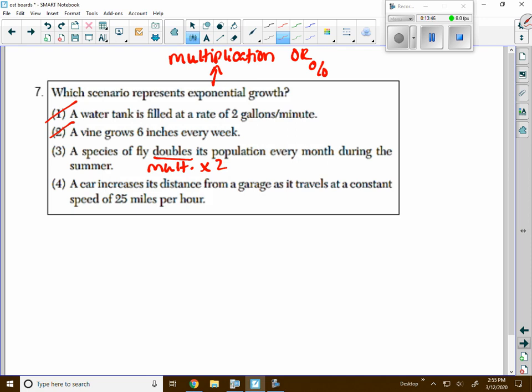Number 4, a car increases its distance from a garage as it travels at a constant speed of 25 miles per hour. So if it's a constant speed, we know that that is a linear function because linear functions are the only functions that have constant slope or a slope that never changes. So we're not going to choose 4 because 4 is linear. So 3 is the exponential growth function for this one.